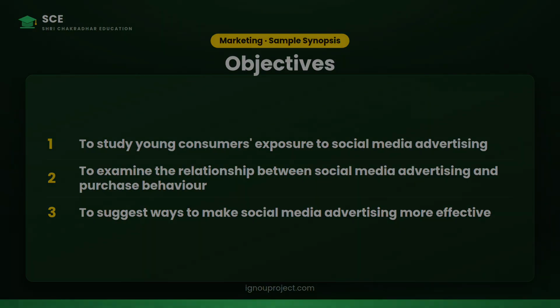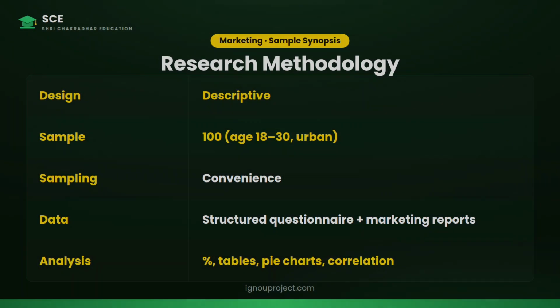Now, the research methodology. The research design is descriptive. The population is young consumers between 18 and 30 years of age in urban areas, and the sample is 100 respondents selected by convenient sampling. Primary data will be collected through a structured questionnaire, and secondary data will come from marketing journals, brand reports, and published surveys. The data will be analyzed using percentages, frequency tables, pie charts, and simple correlation to study the link between advertising exposure and buying behavior.